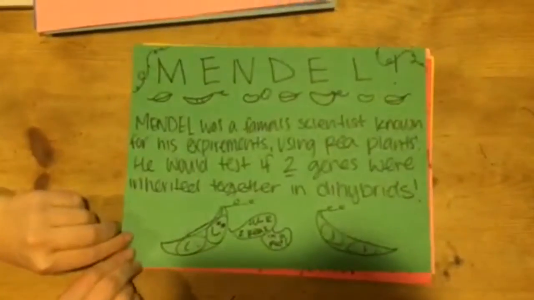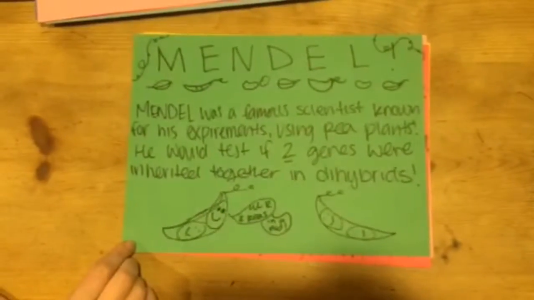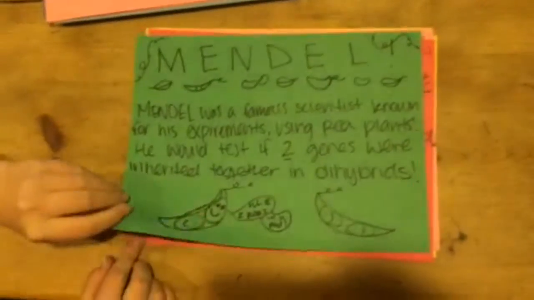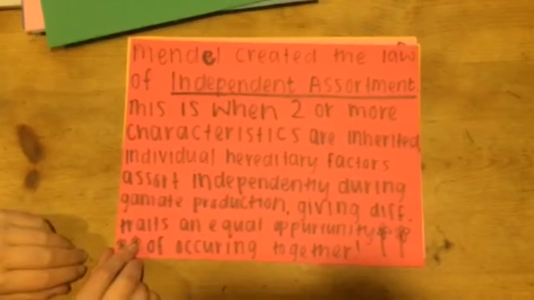Mendel was a famous scientist known for his experiments using pea plants. He would test if two genes were inherited together in dihybrids. Mendel created the law of independent assortment.